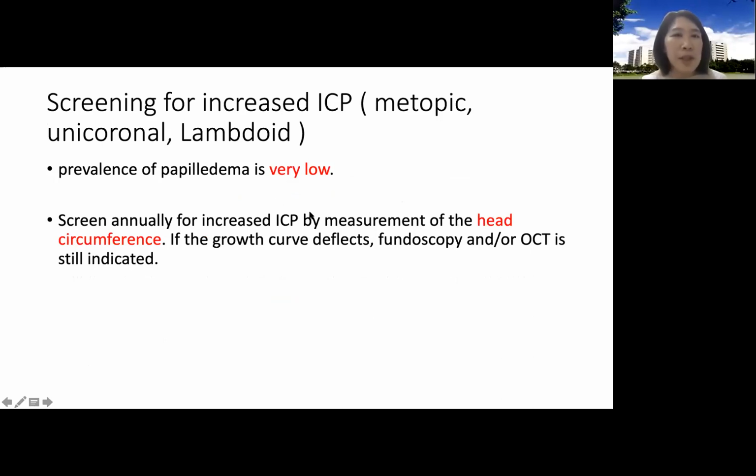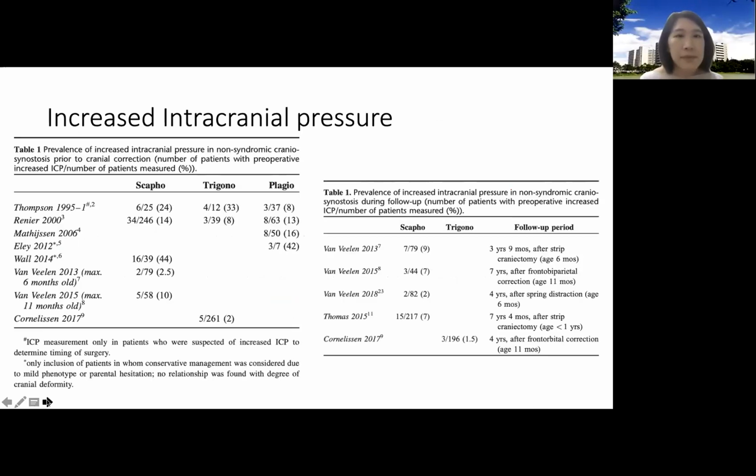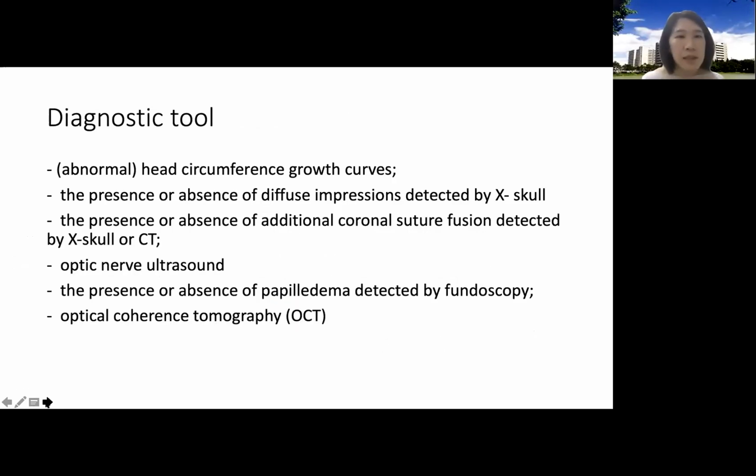How about the metopic, unicoronal, or lambdoid? Because the prevalence of papilledema is very low, you just need to measure the head circumference. If the growth curve deflected, then you should do the fundoscopy or OCT. So that's the intracranial pressure changes around different single suture synostosis.